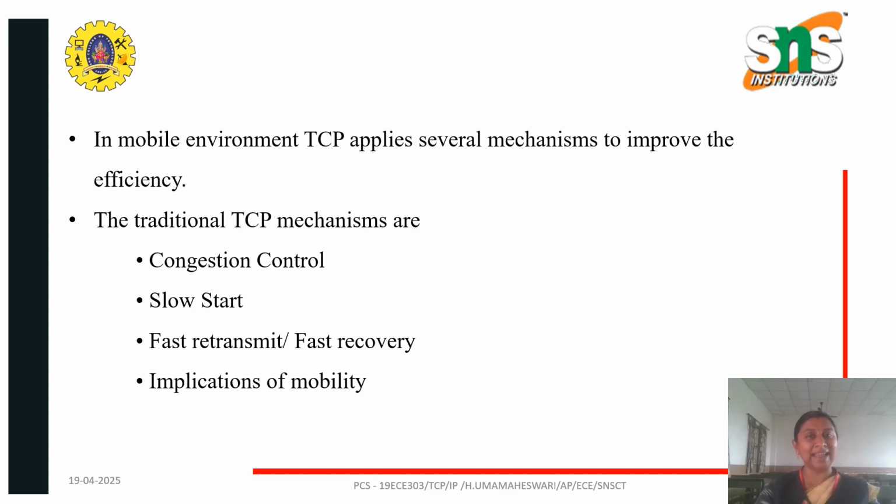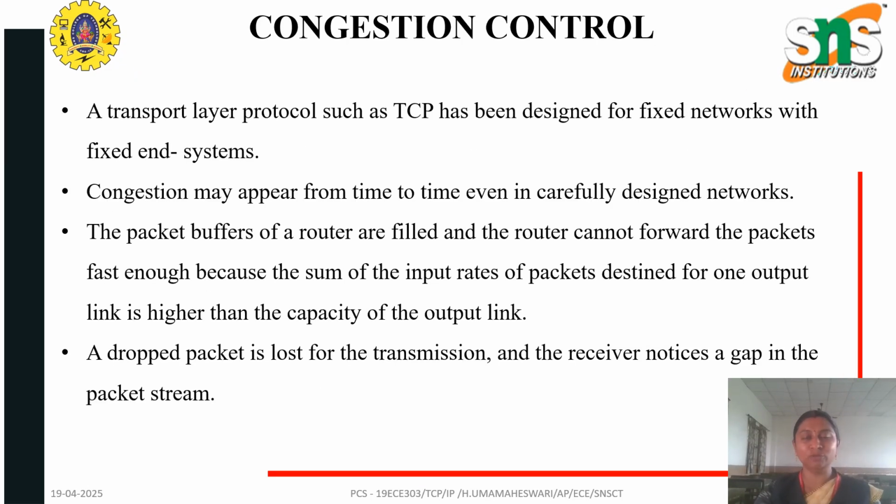The various transmission control protocol mechanisms are mainly used to improve the efficiency. The particular mechanisms are, the first one is congestion control, the second one is slow start, the third one is fast retransmit or fast recovery, and the fourth one is the implications of mobility.